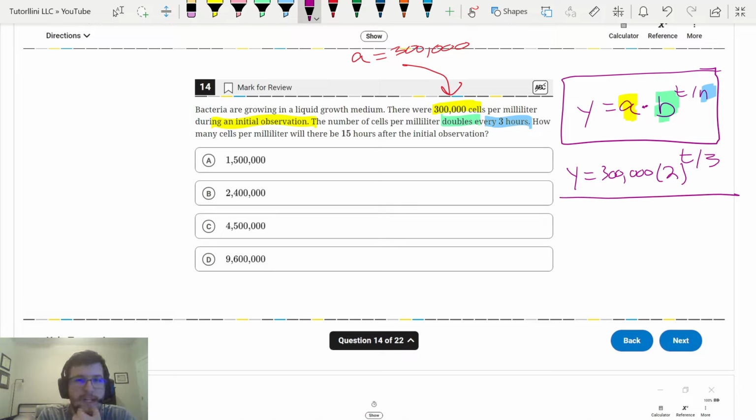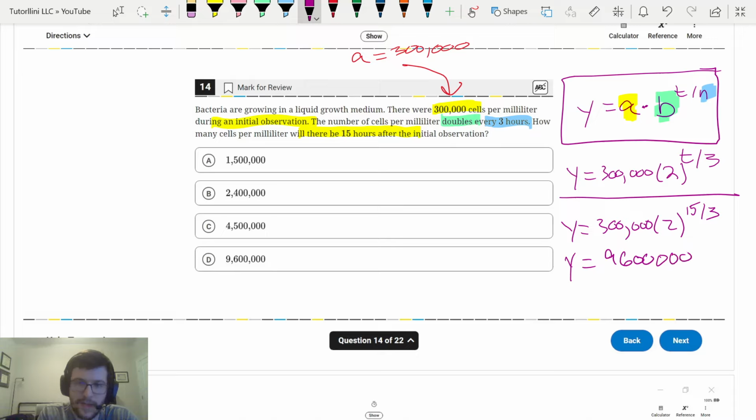So now it says, what will that be after 15 hours? You just plug in 15 into your equation. So 300,000 times 2 to the 15 over 3. And now you can just type that in your calculator and you should get 9,600,000 cells. And that is answer choice D. So you just had to know that equation and plug in the numbers really quickly.